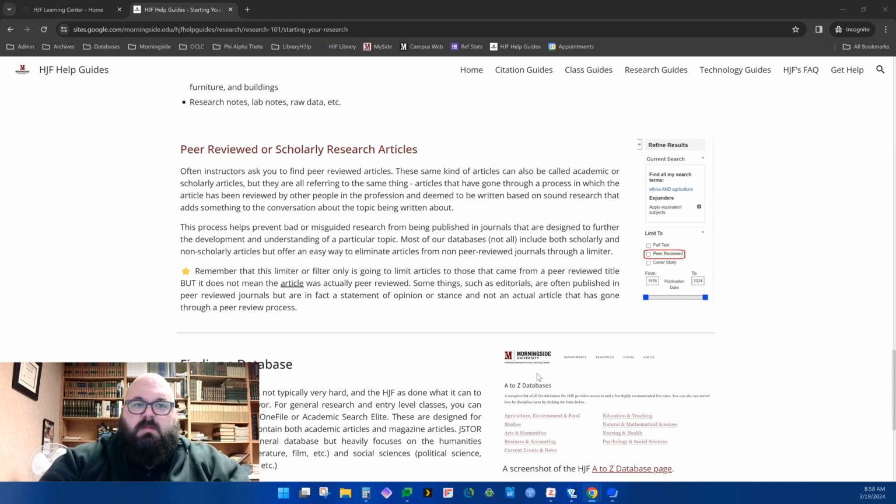So scholarly articles or academic articles have to go through a process somewhat similar to what we would have done in, say, a high school composition class, where you wrote your rough draft and handed it to a peer in your class. They would read it and maybe do a little grammar proofreading, but they would mainly look at it and ask, does this argument make sense? Does what you're saying make sense? Is it adequate? And they'd offer suggestions.